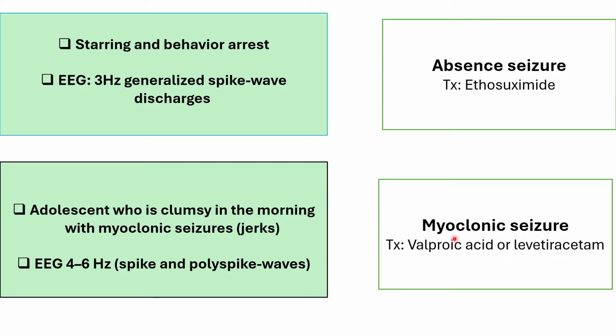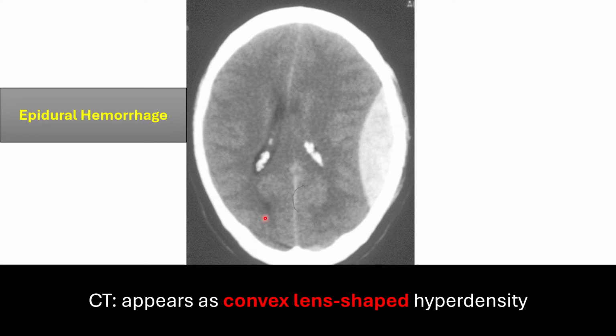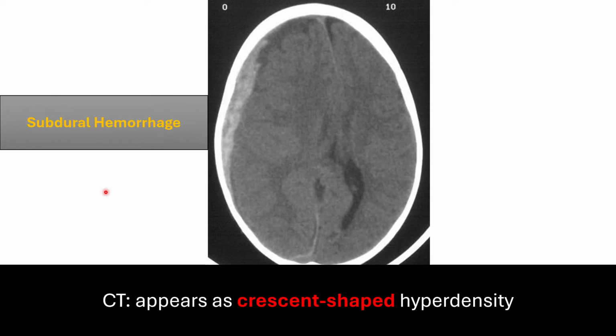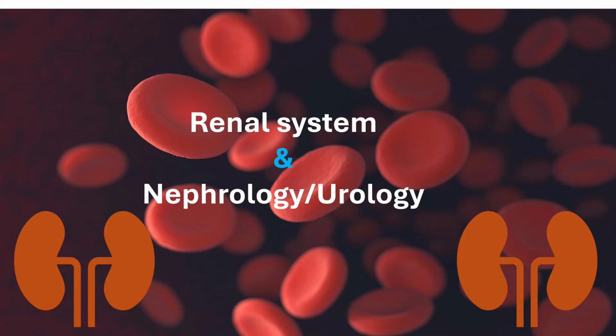The treatment is for life with valproic acid or levetiracetam or Keppra. Epidural hemorrhage appears on CT scan as convex lens-shaped hyperdensity. Subdural hemorrhage appears on CT scan as crescent-shaped hyperdensity.